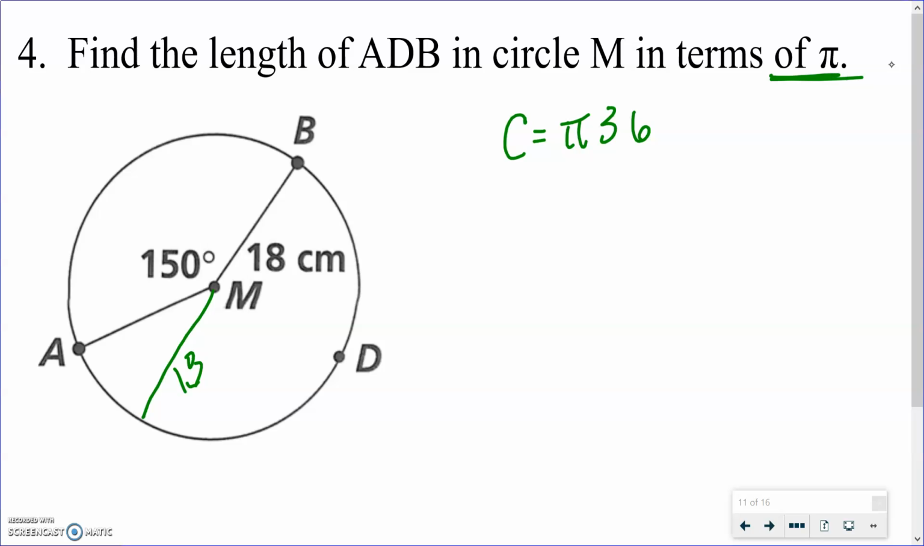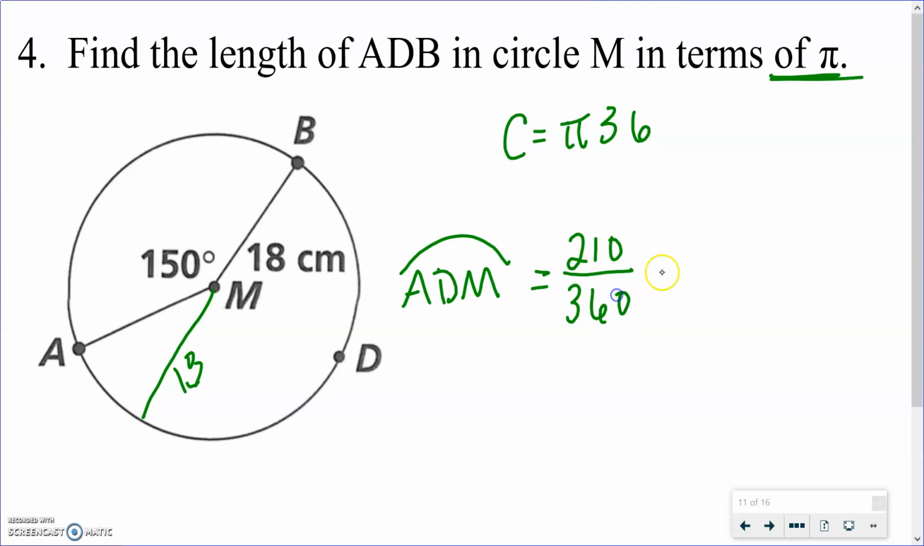We're leaving it in pi, so we're just going to leave it like that. And then we know that the length of ADB, so we don't put an M in front. We put the M when we're doing degrees. When we're just doing the arc length, we just write the arc like that. So it would be 210 over 360 times 36 pi, or pi times 36 from up here.